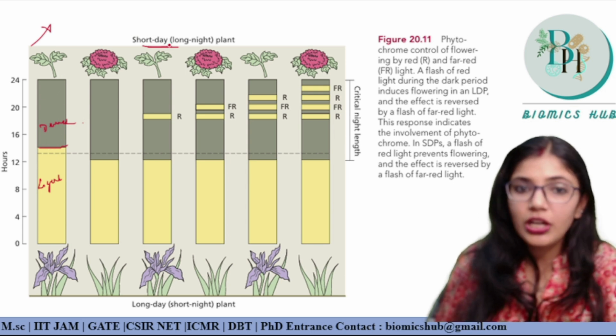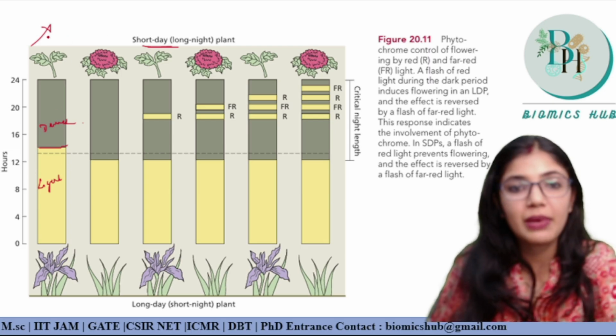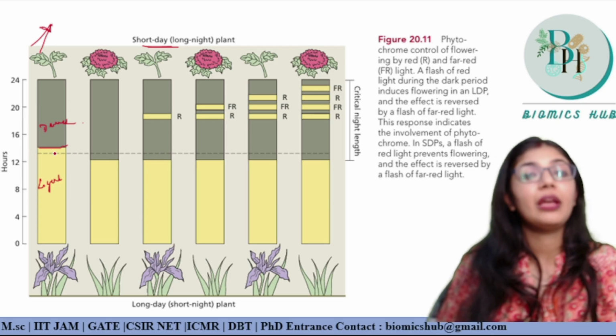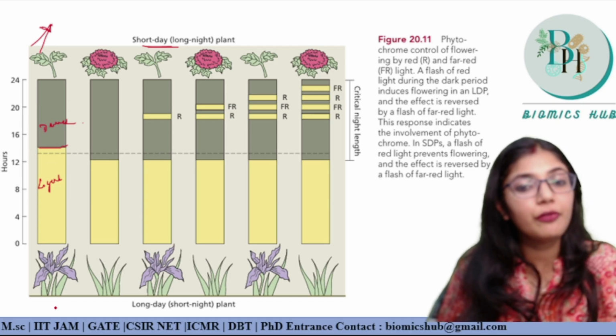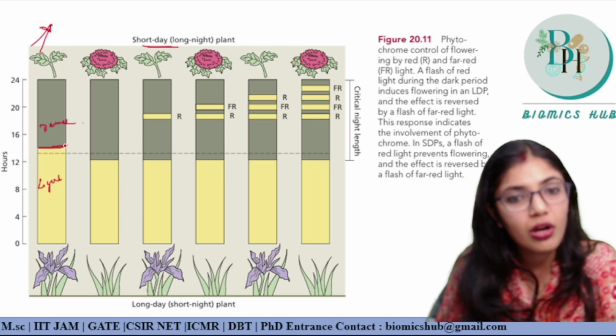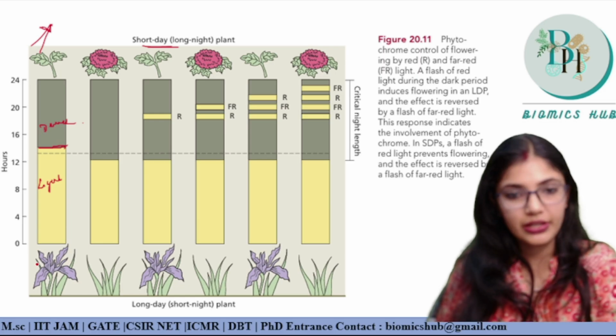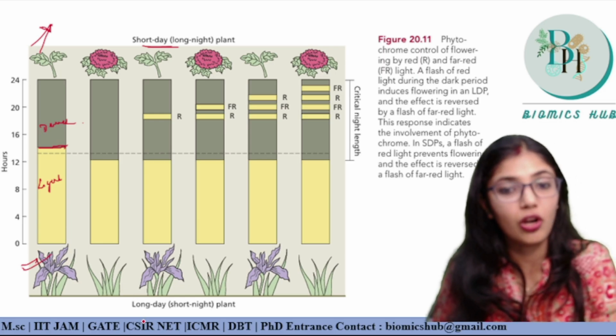So in the short day plant, we require a greater amount of dark condition, so in the long day condition it will not flower. But in the case of a long day plant, what will it do? It will show flowering, because it has a long duration of light. It is above the critical length. That is the reason the flowering will take place in the long day.